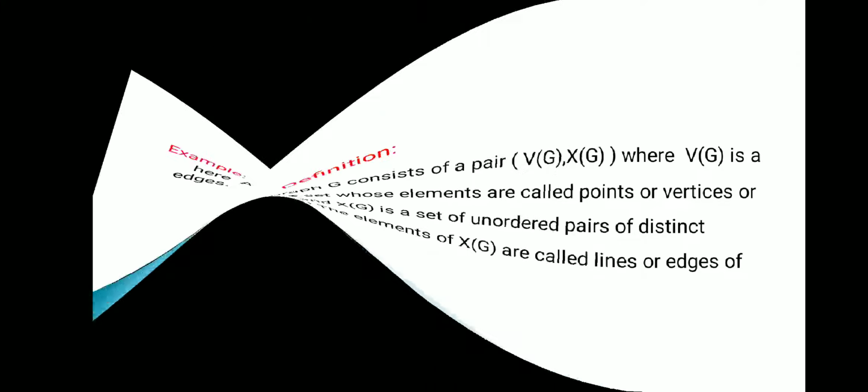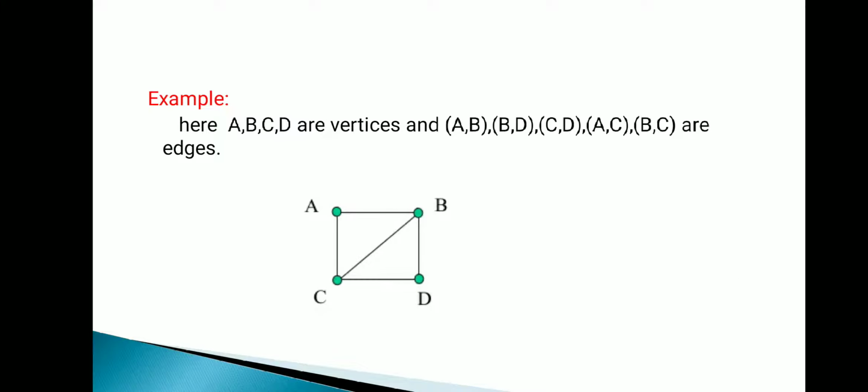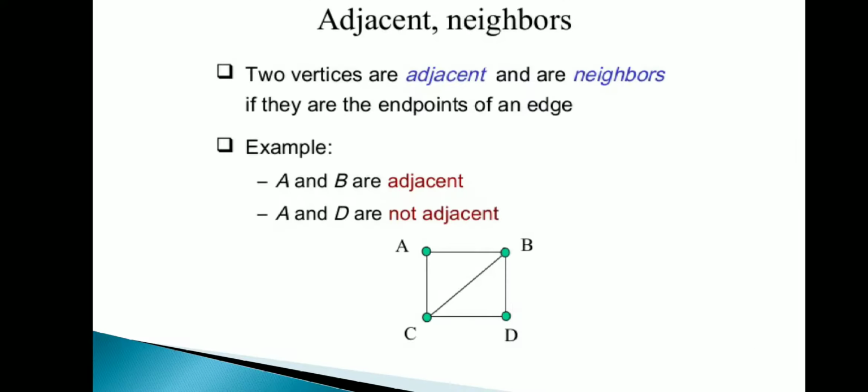Next, we consider an example of this definition. Here A, B, C and D are vertices, and AB, BD, CD, AC, BC are edges. Now, edges are unordered pairs in this figure. Two vertices are adjacent, or neighbors, if they are the end points of an edge. We consider the example here. A and B are adjacent and A and D are not adjacent in this figure.